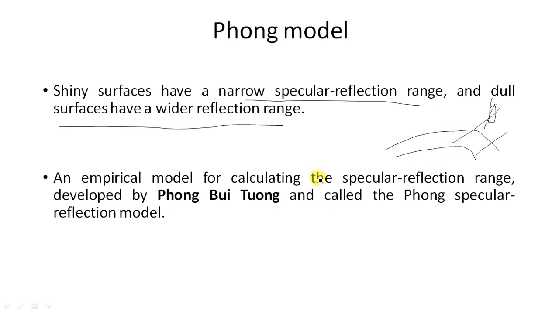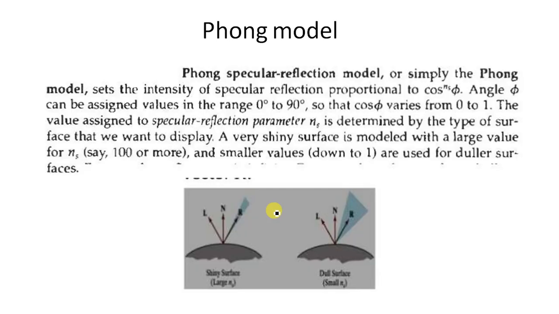To calculate the specular reflection formula, we are going to use the Phong model, which was developed by Phong. According to the Phong model, we can set the intensity of specular reflection proportional to cos^ns phi, where angle phi can be assigned values in the range 0 to 90 degrees. It means 0 to 1, and the value assigned to the specular reflection parameter ns is determined by the type of surfaces that we want to display.